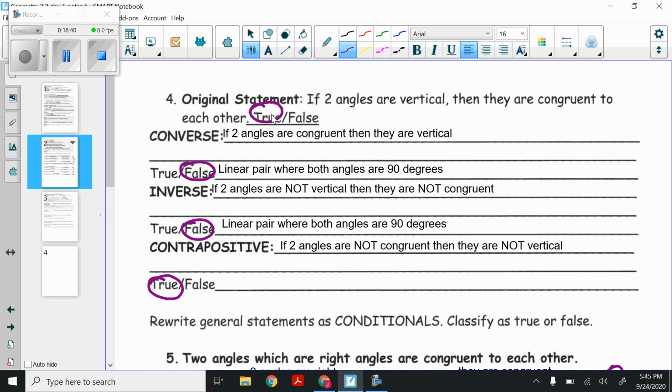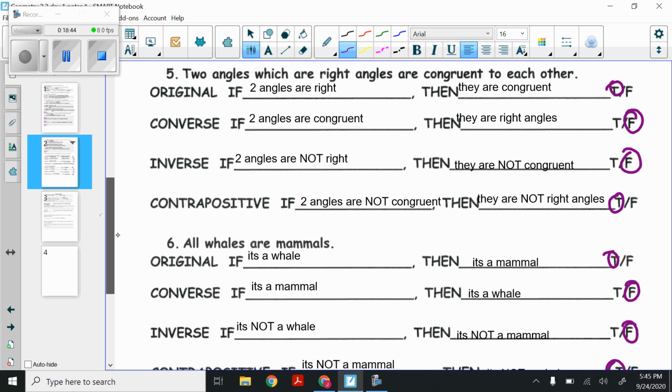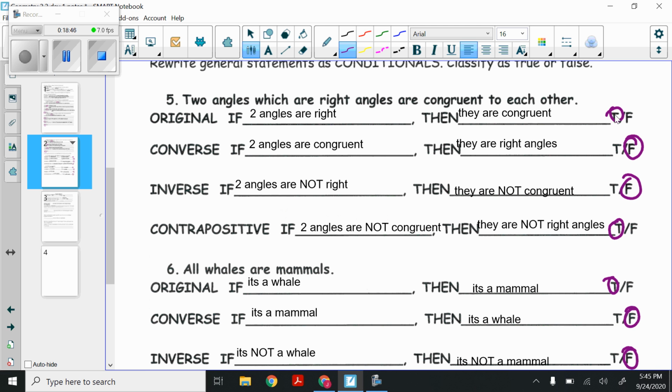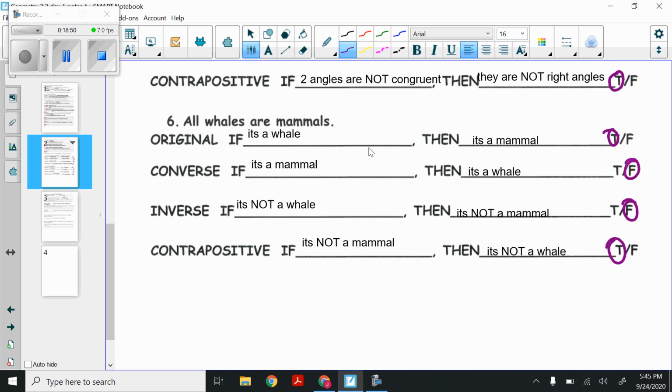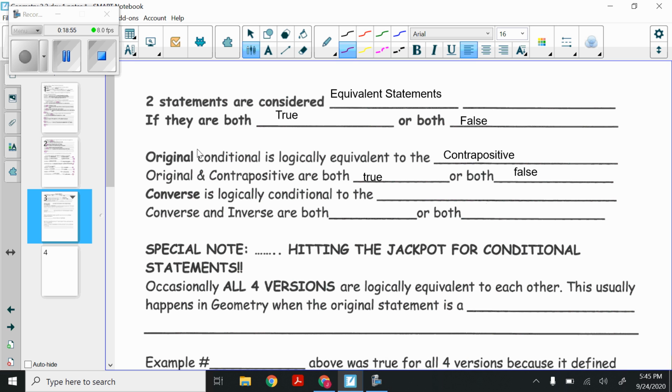So let's go back and look at all of our examples. Here our original was true, the contrapositive was true. Example 5, the original statement was true, the contrapositive was true. 6, the original statement was true, the contrapositive was true. So that's what we're saying there, that if we know that the original statement is true, then we automatically know that the contrapositive is also true. If the original statement is false, we automatically know that the contrapositive is false.